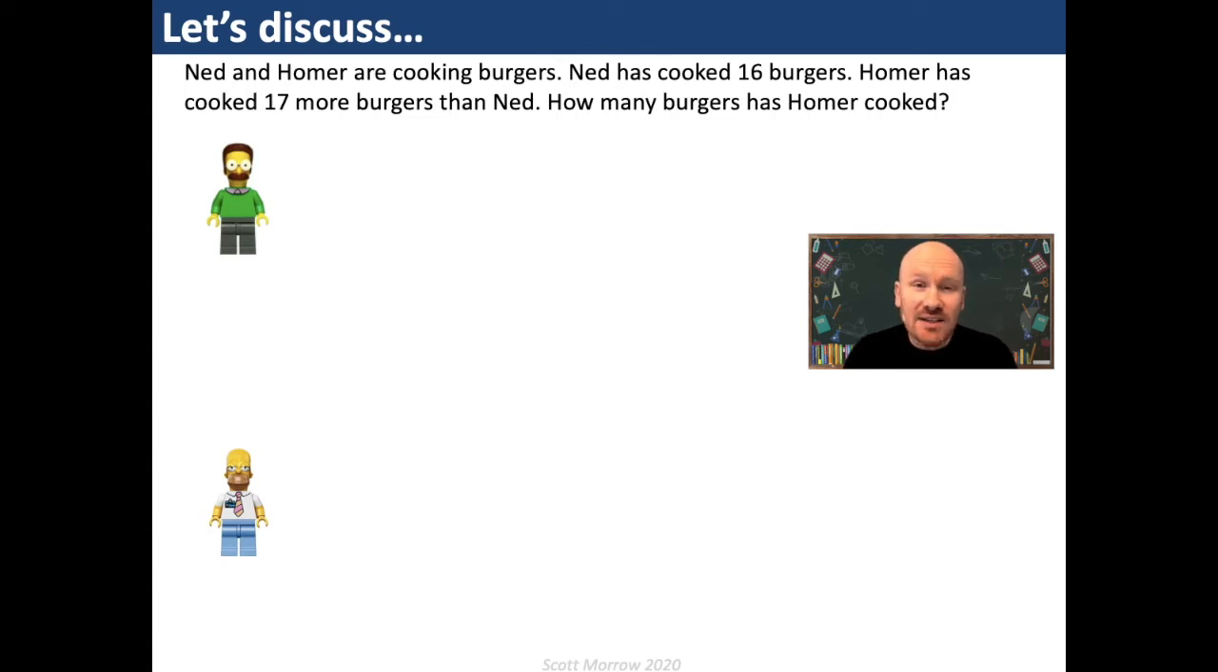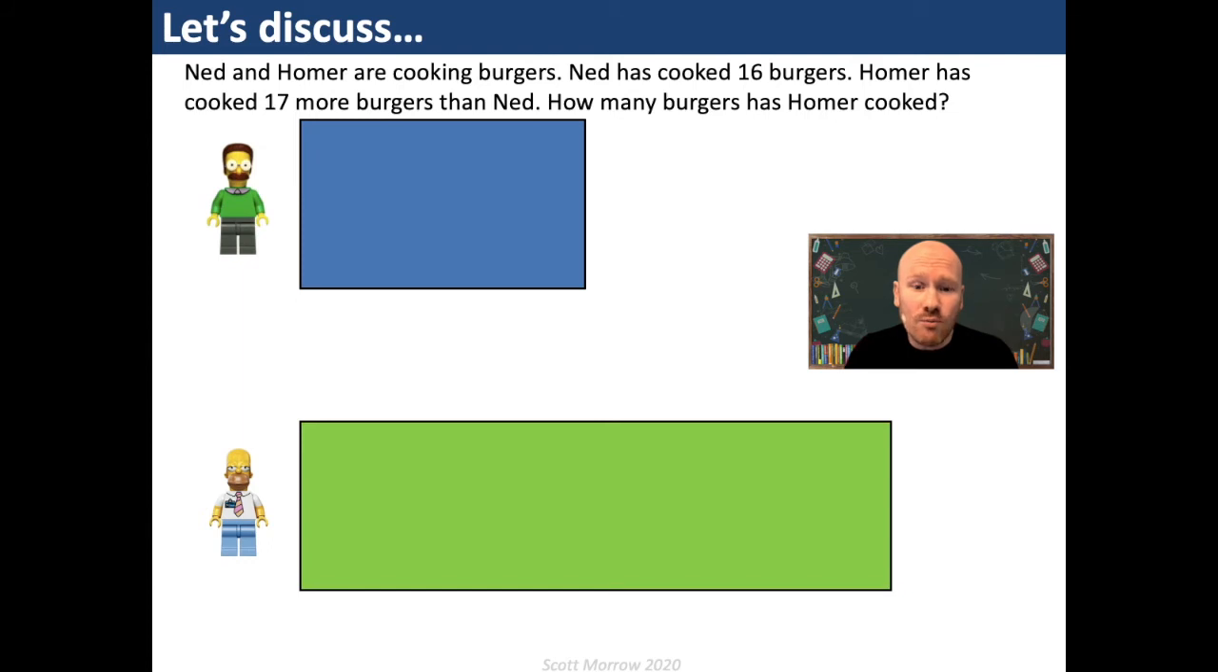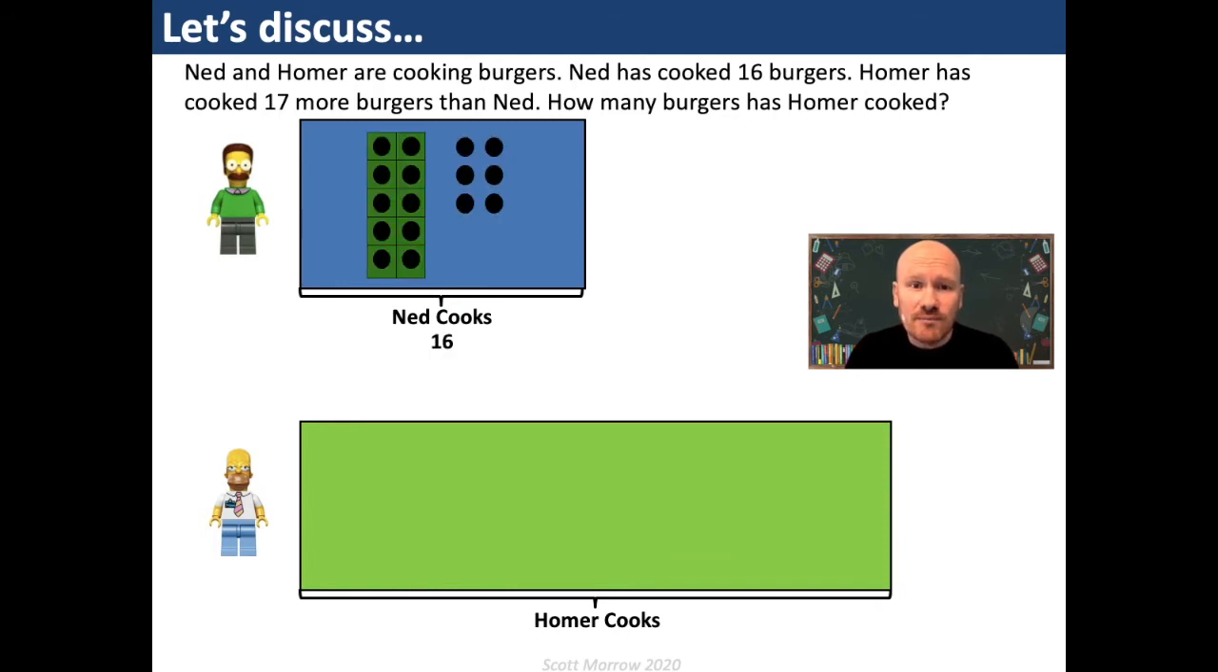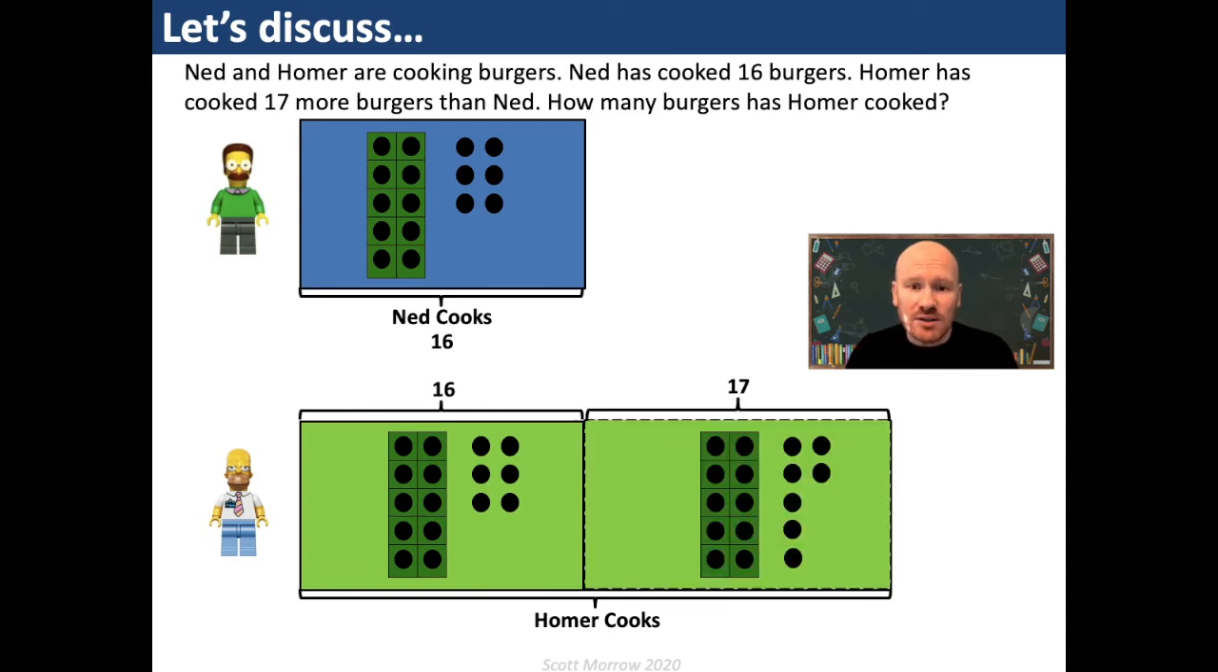So again, I can start by drawing a bar to represent the number of burgers that Ned has cooked. I'm going to draw a longer bar to represent the number of burgers that Homer's cooked because I know that he's cooked more burgers. Let's use resources to represent those 16 burgers that Ned's cooked. Now Homer has matched those 16 burgers, but then he's cooked an extra 17 burgers. And what we're trying to find out is how many burgers Homer's cooked altogether.